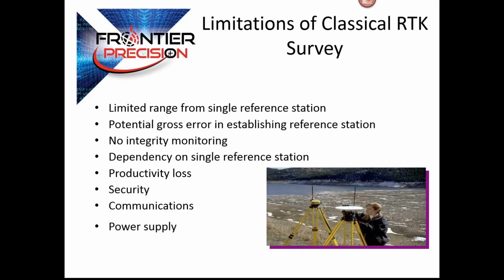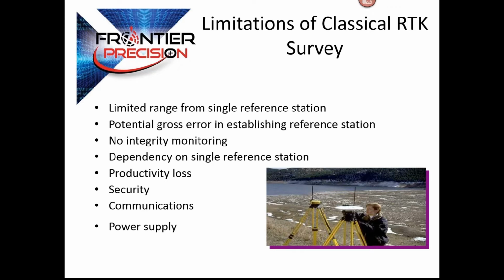there's no integrity monitoring on a classical RTK-based rover setup. And it's a dependency on a single reference station, so no redundancy. There's productivity loss because of that range. There has to be movement of the reference station from point to point to be able to cover a certain amount of area. There's security, more theft than ever on reference stations throughout our territories and others.